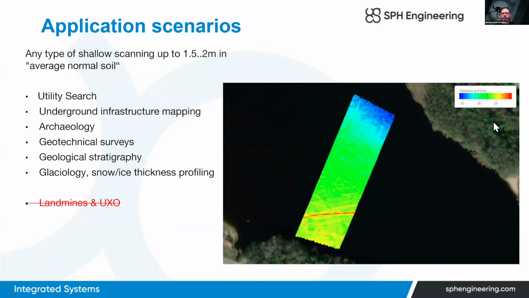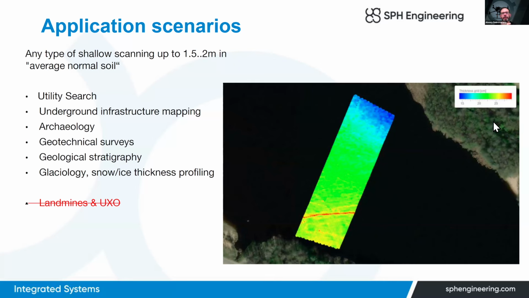So, application scenarios for 600 MHz. It is any type of shallow profiling, shallow scanning up to 1.5 or 2 meters in average normal conditions. Average normal soil means dry soil with low conductivity. It can be sandy mix, it can be just dry soil. So in such conditions, you can get a penetration up to a couple of meters from flight altitude, about half of meter or maybe maximum 1 meter above surface.